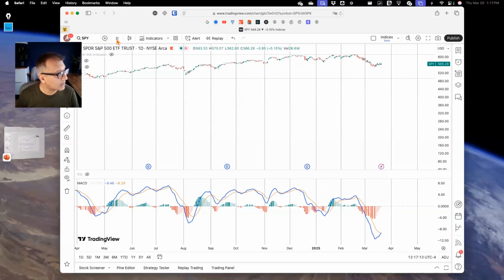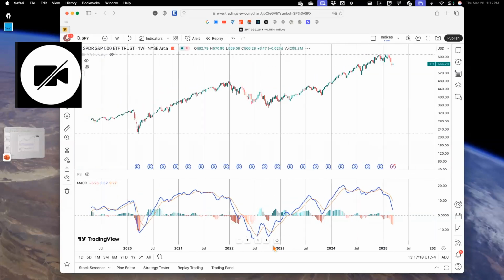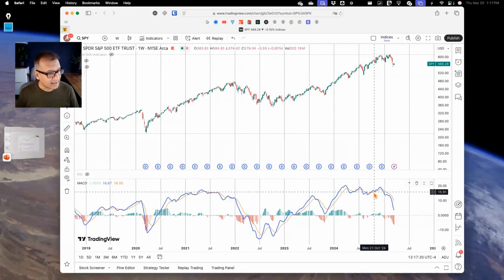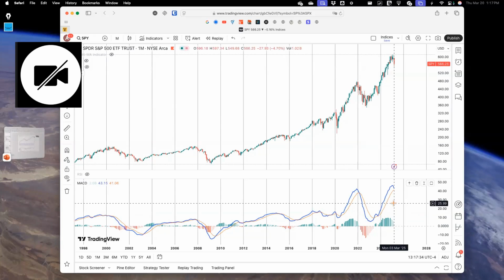So if I were to now convert this to a weekly, check this out. It's showing that in a weekly time frame since December, we've had a downward momentum. But what if I were to convert this into a monthly? The MACD line is up. It has not crossed the signal. So that means if you look at the long run, there's a bullish momentum.